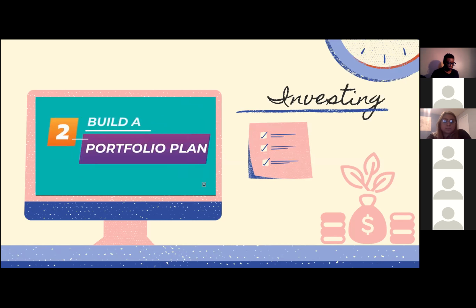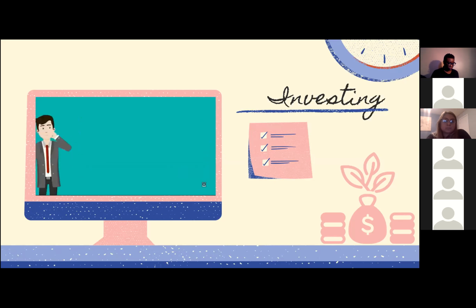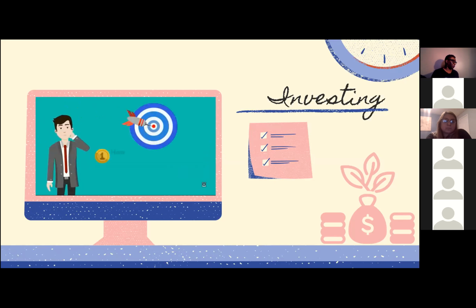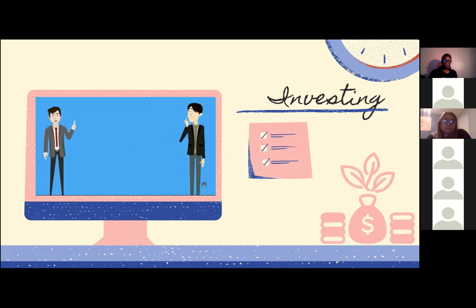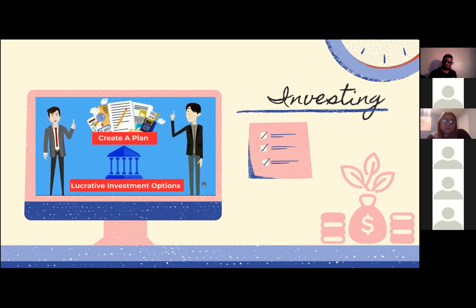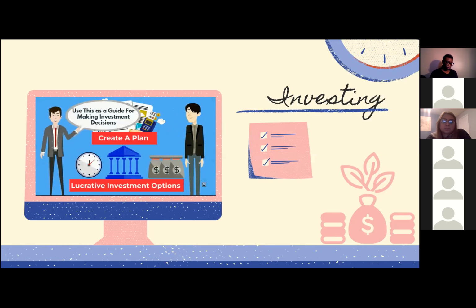Number 2, build a portfolio plan. When you're starting out, define your goals. That is how much money you want to make in the long run. Where would you want to be financially? What would you desire your net worth to be? Ask yourself such questions beforehand, then create a plan for getting there. Once that's done, identify the investment options that are lucrative and whose return rate would give you the earnings you would wish to have within the given timelines. Use this as your guide when making your investment decisions.